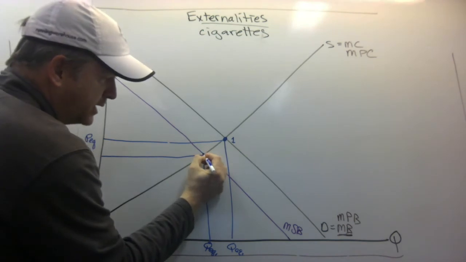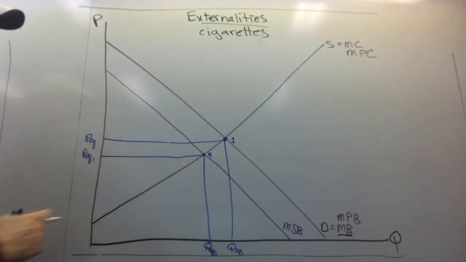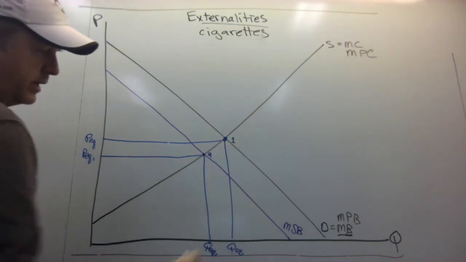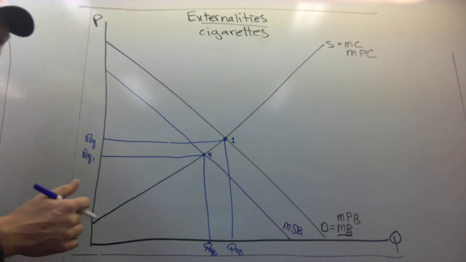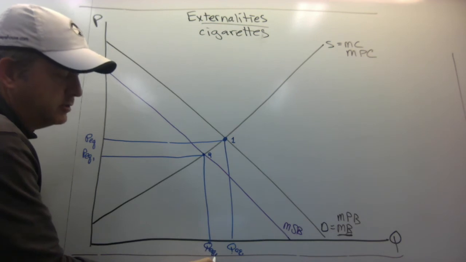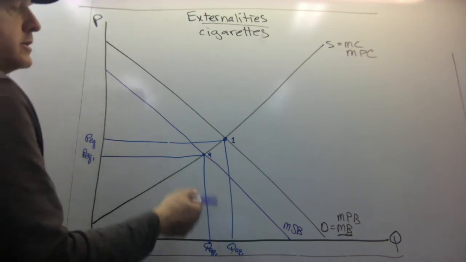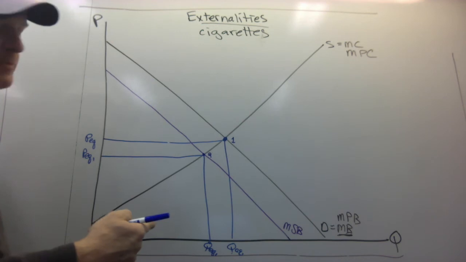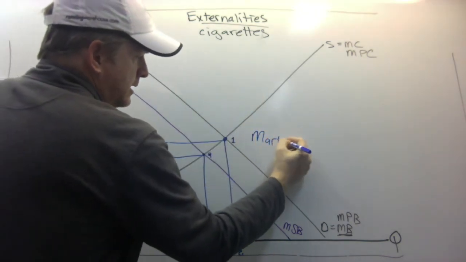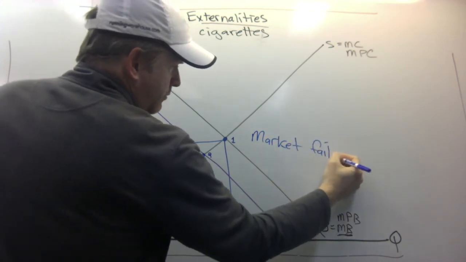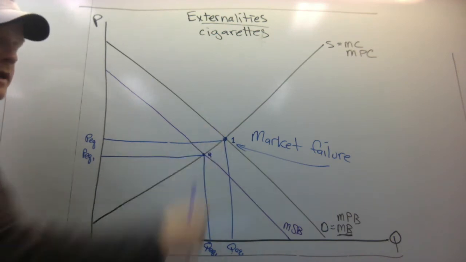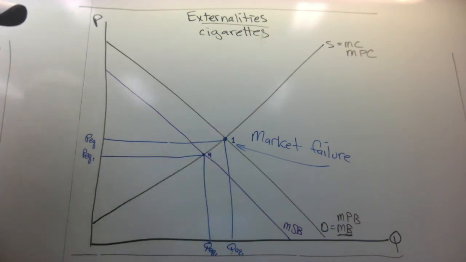I'm going to just label this point 2. The market has decided we want this equilibrium of cigarettes, price and quantity, that quantity. But when we consider the consequences of the secondhand cigarette smoke, we really should be at this point, Q1. Is the market producing an allocatively efficient outcome? It is not. The market has failed. This is an example of what we call a market failure. The market's not producing the right amount, right?